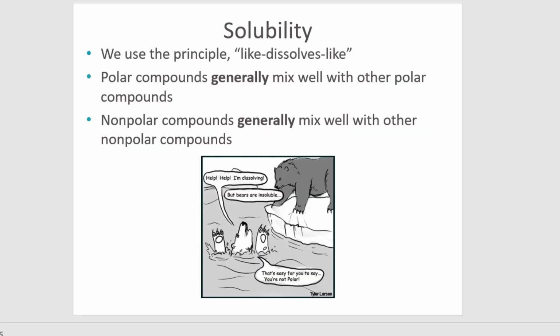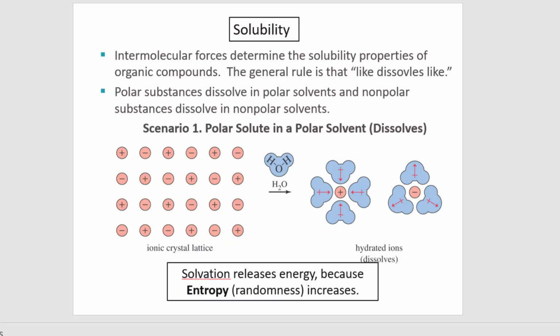The last one, which also uses intermolecular forces, is solubility. And this is where we can use that old trusty term, like dissolves like. Polar compounds basically mix well with other polar compounds. Why? Because they have strong intermolecular forces that are attracted to one another. Nonpolar compounds generally mix well with other nonpolar compounds. Why? Because they don't have strong negatives and positives, and they are just relying mostly on London dispersion forces. So in the following slides, you'll see some examples of this solvation process. Solvation is just a fancy term for the ability of a material to be surrounded by a solvent and interact. Intermolecular forces determine the solubility properties of organic compounds.